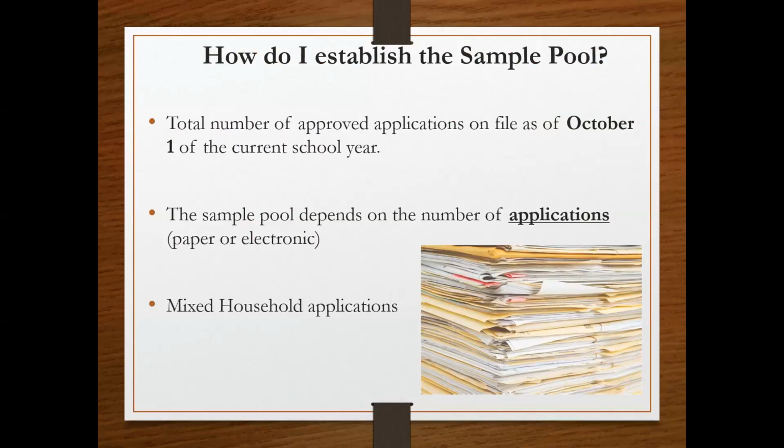The sample pool depends on the number of applications, paper or electronic, and it's not based on the number of children on those applications. It's based on the number of applications. Mixed household applications, which means there are income students on that application but also other source categorical students, are included in the sample pool. So that's what we consider to be a mixed household application. So that's how we establish the sample pool: the total number of approved applications on file as of October 1st, and we're looking at applications, not children on the applications, but the applications themselves.